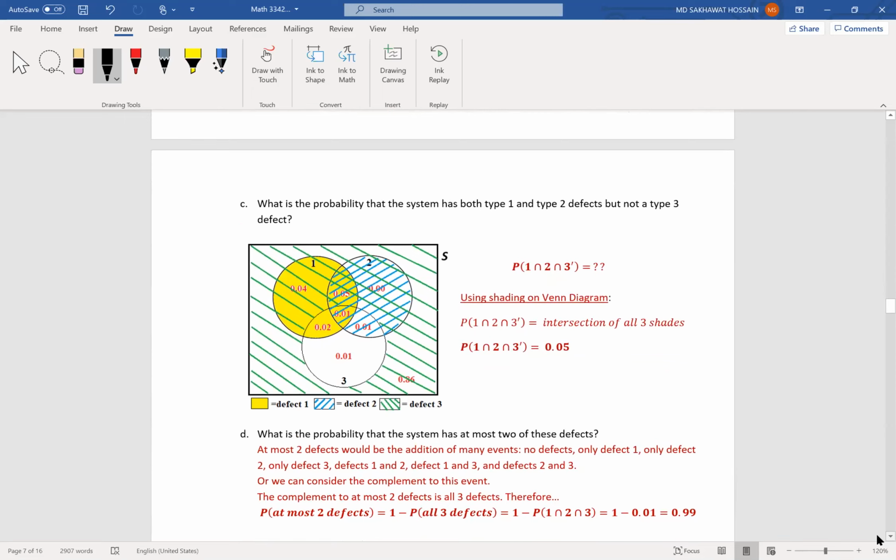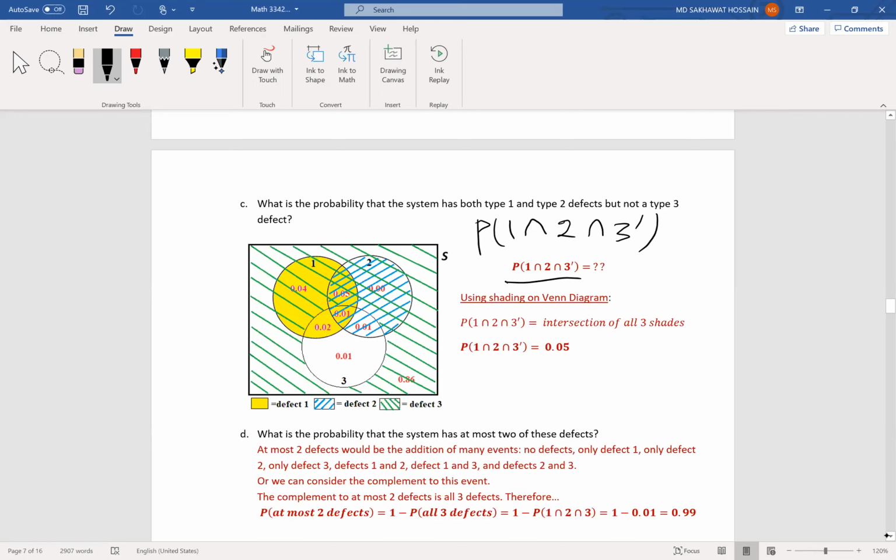Okay, so next question is, what is the probability that the system has both type 1 and type 2 defects, but not type 3? That means we are looking for the probability that it has defect type 1, defect type 2, but does not have type 3 defect. So that means we are looking for the probability of 1 intersection 2 intersection 3 complement. So we have to find this probability.